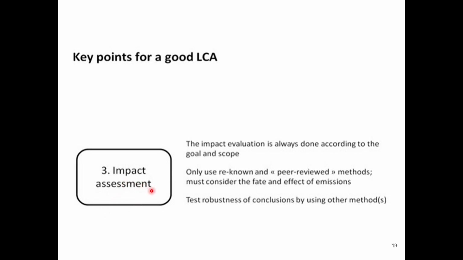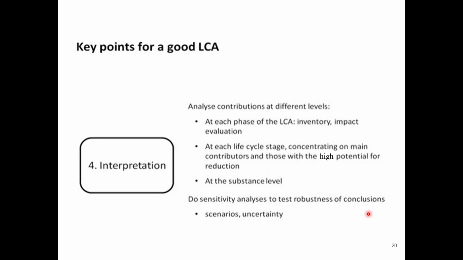Now let us go to impact assessment. The impact evaluation is always done according to the goal and scope. Only use renowned and peer-reviewed methods. Must consider the fate and effect of emissions. Fate is basically when something is released into the environment, some chemical or anything as output is released to the environment. Test the robustness of conclusions by using other method or methods. So these are some of the points.